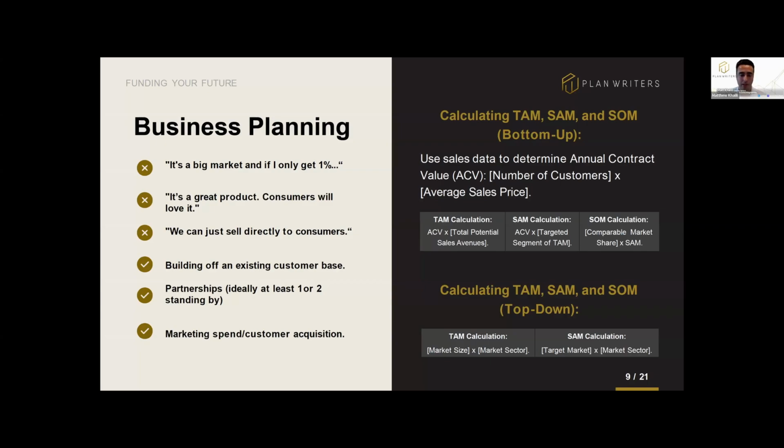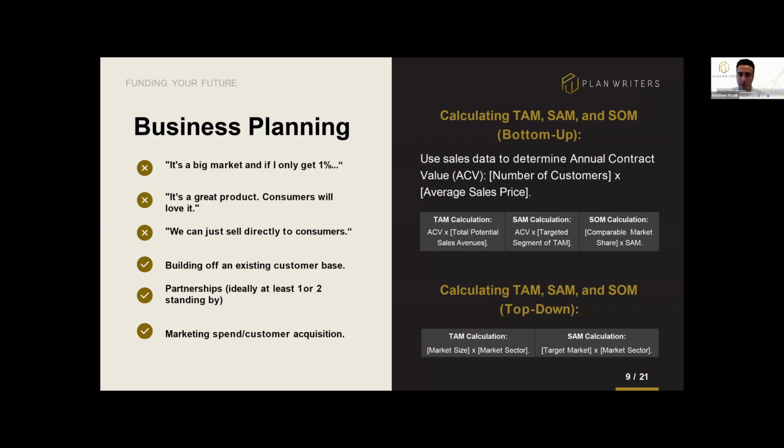Market sizing is one of the most important things you can do in your plan. And the common thing I see with founders is they put in their plan, it's a big market, I only need 1% to be successful. I have a great product, I'm going to just have a direct-to-consumer business model and people will buy my product. So what we want to do is think a little differently.